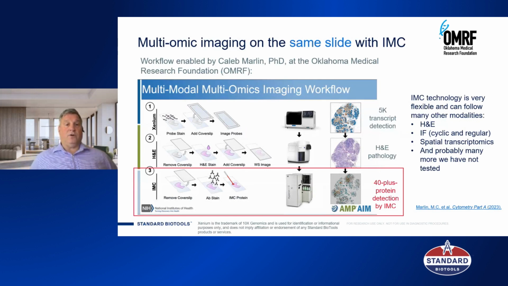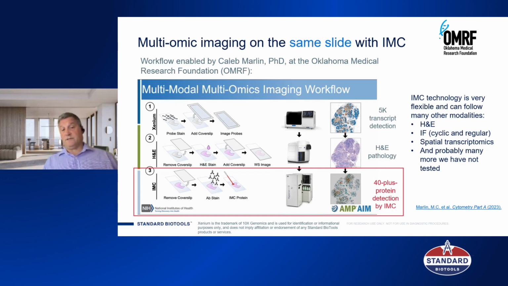Caleb Marlin at Oklahoma Medical Research Foundation developed a really cool methodology that allowed them to take slides that had been run on a 10x Genomics Xenium system. They remove the cover slip, as is typical. They do an H&E stain. This is the typical workflow for a Xenium. And then they do an image of that H&E. So now they have the 5K transcript images and the pathology image.